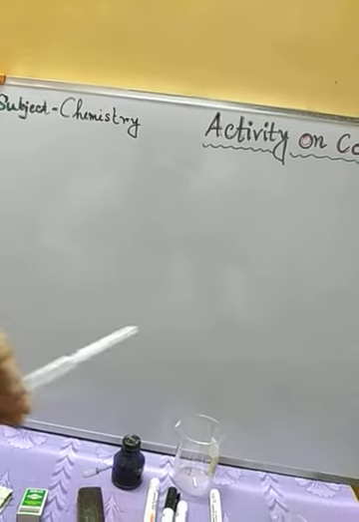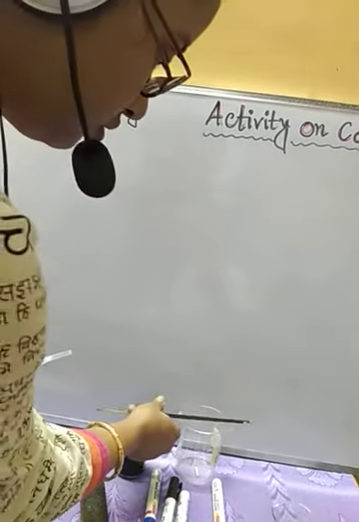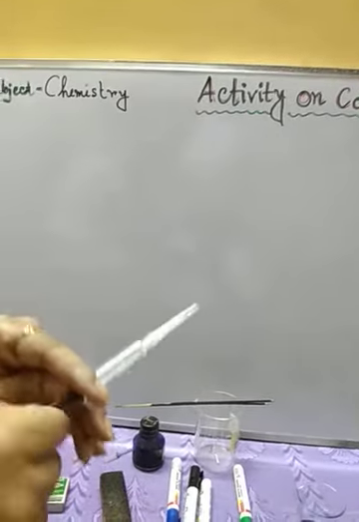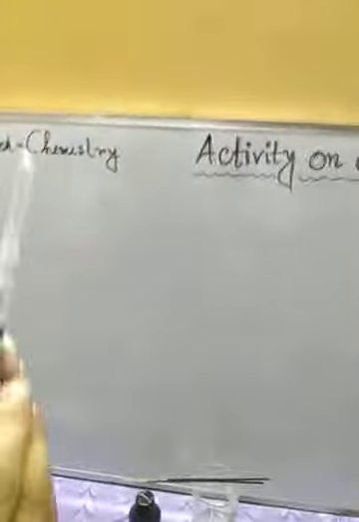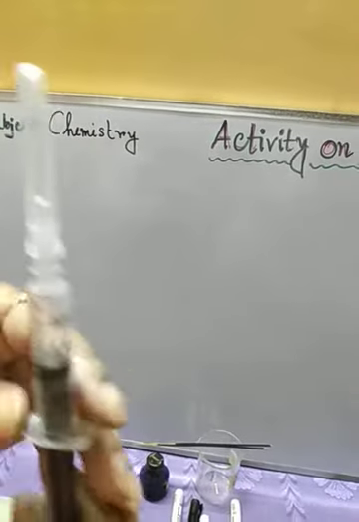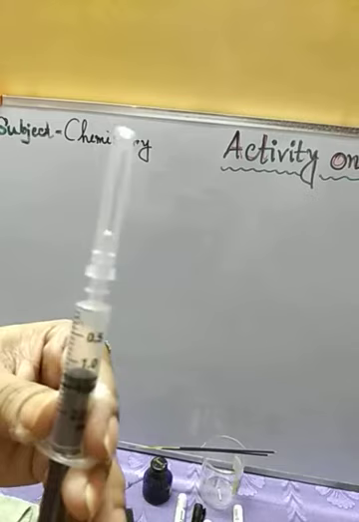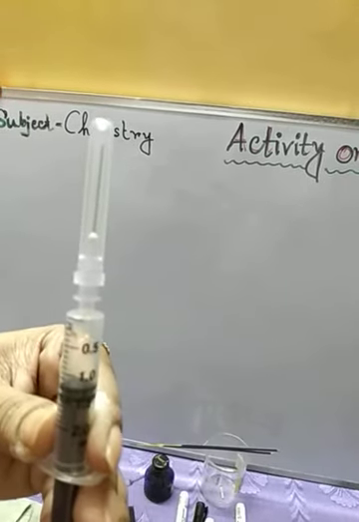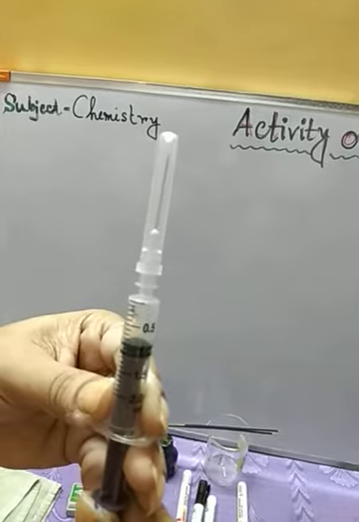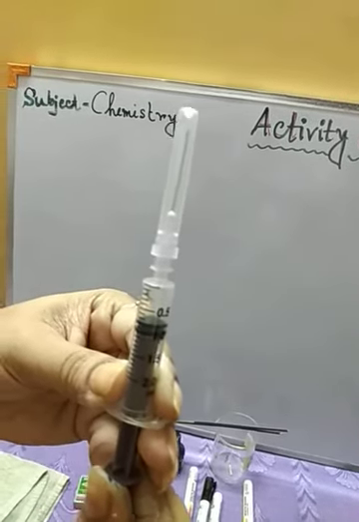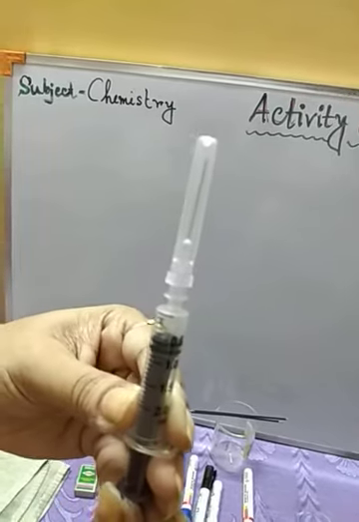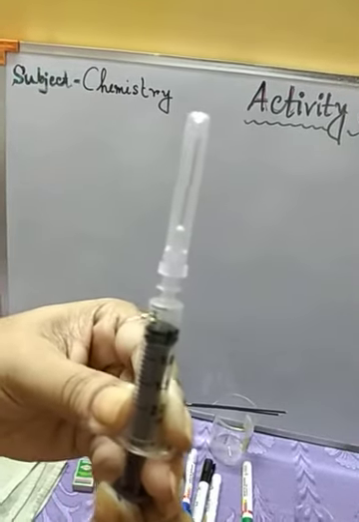And quickly we are going to put the piston inside. See, can you see the haziness of this syringe? Now I am going to apply pressure on it. You can see easily I can put the piston inside. That means gas is very easily compressible.